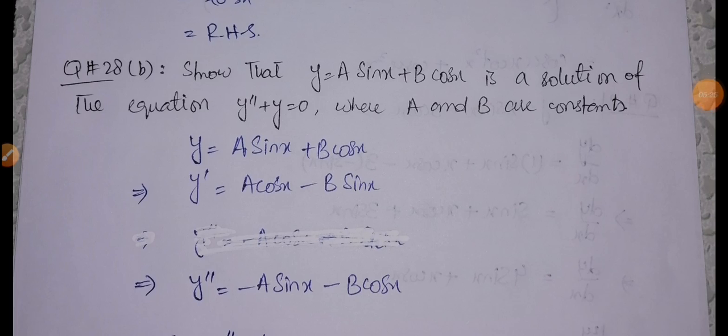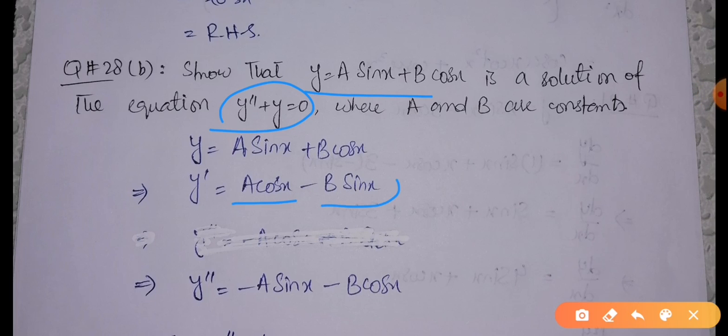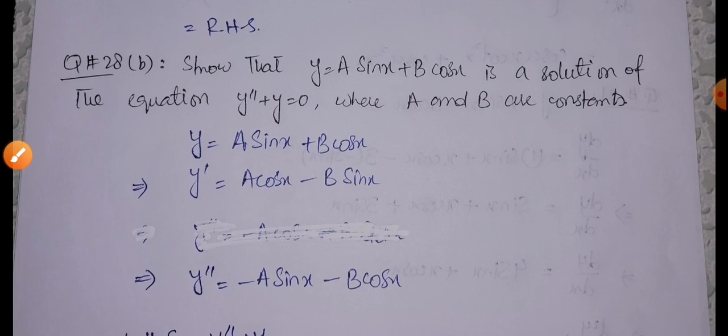Next we have question number 28. Show that y is equal to a sin x plus b cos x is a solution of the equation y double prime plus y is equal to 0, where a and b are constants, obviously. So we are going to find the double derivative. The first derivative is a cos x minus b sin x, because the derivative of sin x is cos x and the derivative of cos x is minus sin x, and a and b are constant multiples, so these remain the same. For the double derivative, we have a as it is, derivative of cos x is minus sin x, minus b as it is, derivative of sin x is cos x.